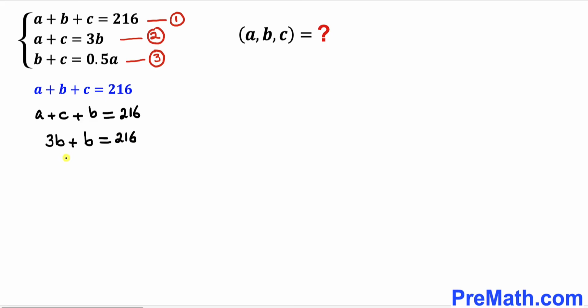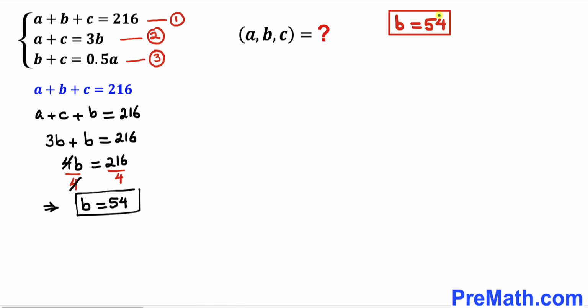Now let's combine the like terms. So 4 times b equals 216. Now we are going to divide both sides by 4 to isolate b. This 4 and 4 is gone. Therefore, our lowercase b value turns out to be 54. So thus we figured out our b value. Now our task is to find the value of a and c.